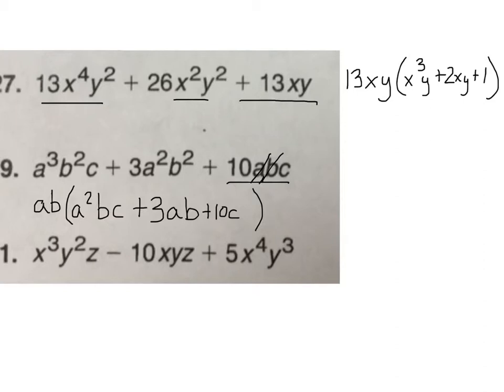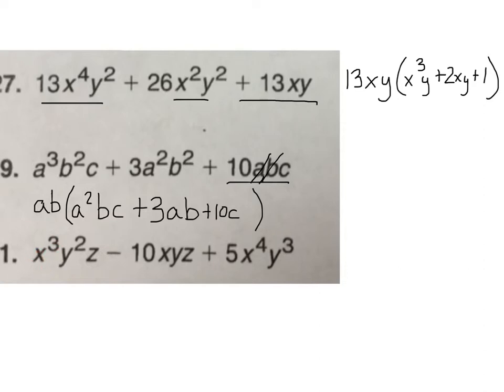Okay, let's do the last one. All right, so let's do this last one. Is there a number that all three of these terms have? Say no. Because this is a 1 right here. This is a 10 and that's a 5. So 1's the biggest that'll go into all. And when 1's the biggest that'll go into all, we just don't even write it.